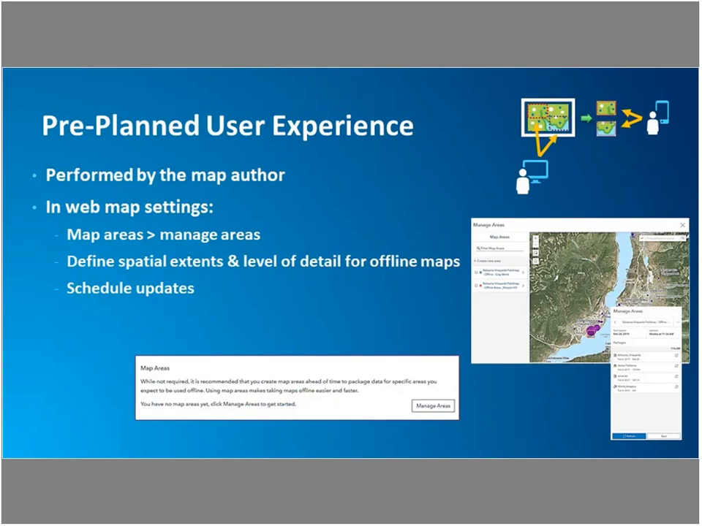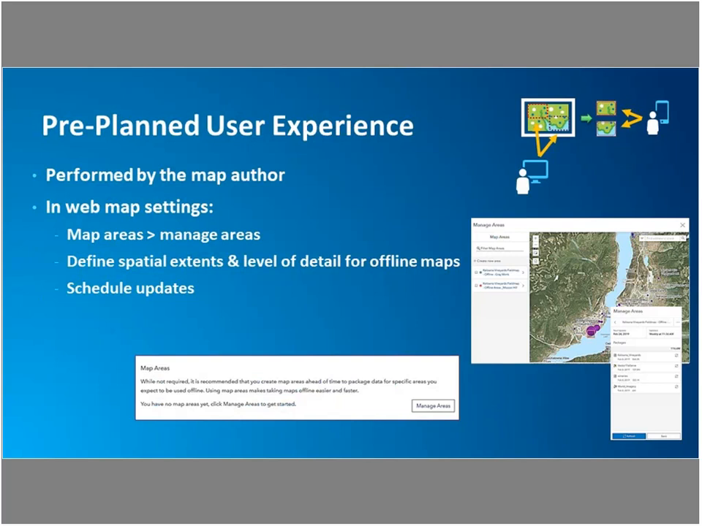So let's look at the pre-planned user experience. In this case, the map author, from the map settings, as Mark showed, has this map areas, manage areas option. If they click on this, it will take them through the manage areas workflow, and you define a spatial extent and again a level of detail, and you package this.